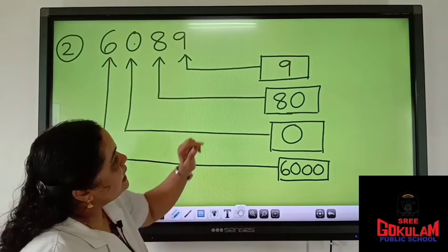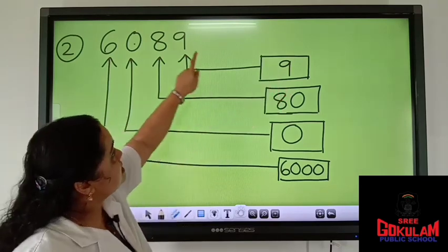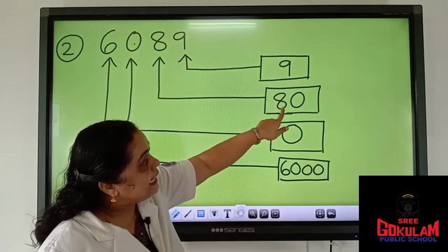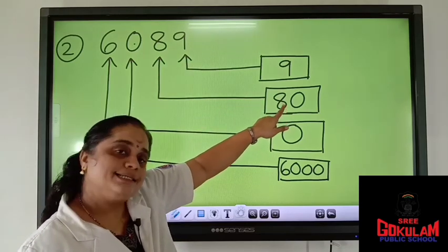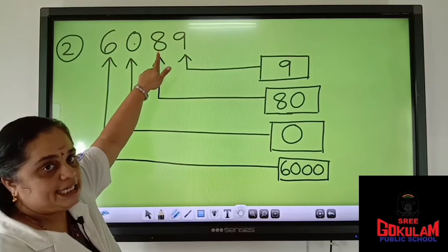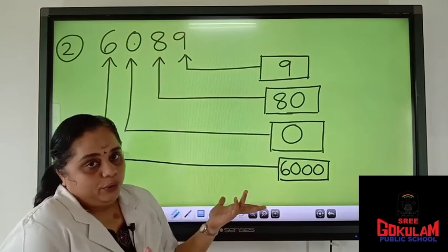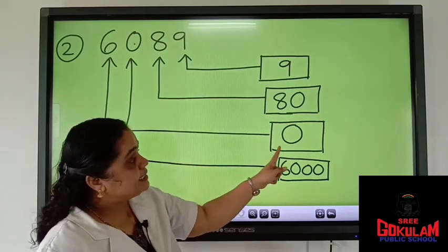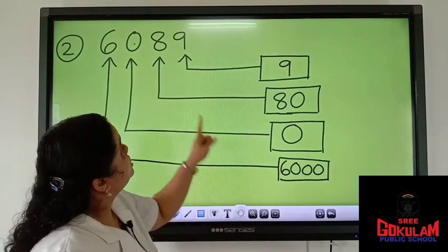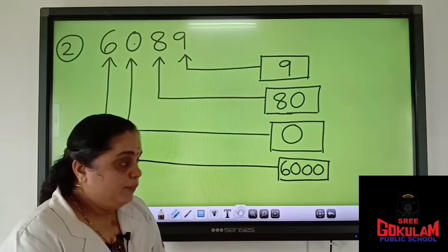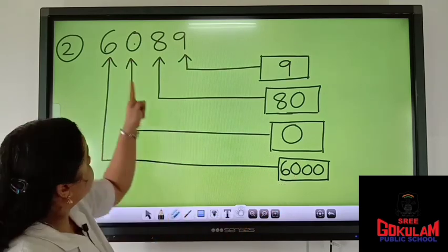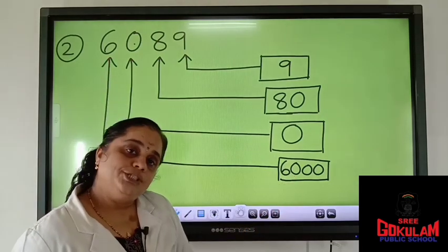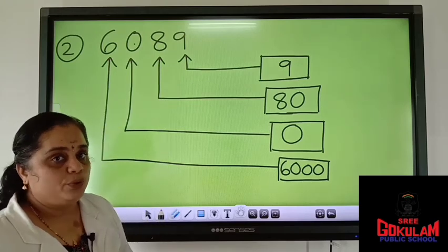Okay. Now, for example, 9 is in its ones place, so we write it as 9. 80 means 8 is in its tens place. That's why we write 8 here. For 0, no problem at all, but we have to see in which place it is. So it is in its hundreds place. So we write 0 here, and finally we have 6,000, so we write it here.